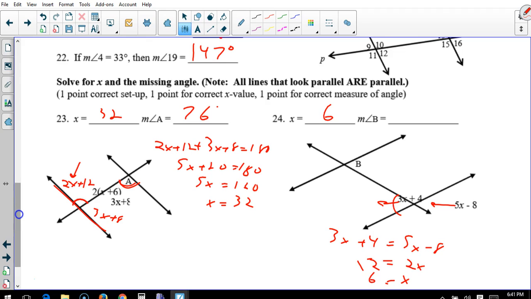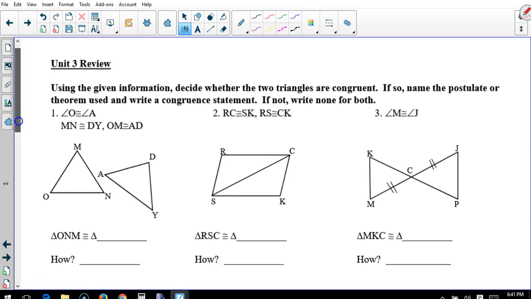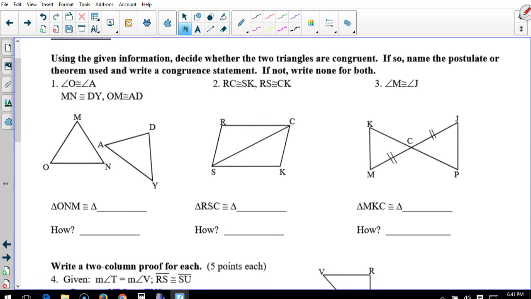Well, again, this angle and this angle are alternate interior angles, which means if I plug 6 in here, I'll get the measure of B. 6 times 3 is 18, plus 4 is 22 degrees. And I'm just going to go on to Unit 3 on this video to get it finished.